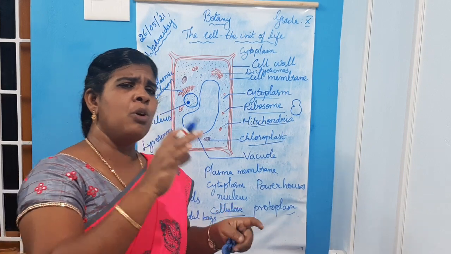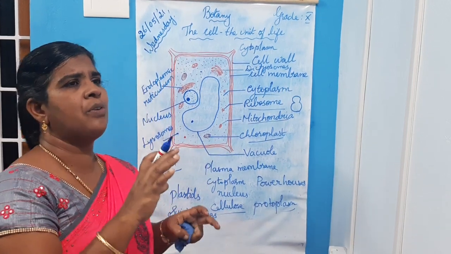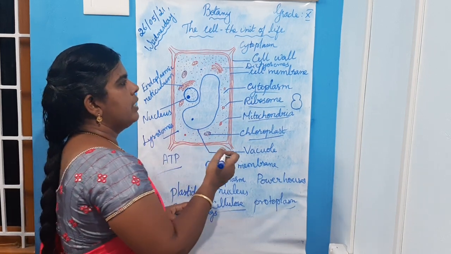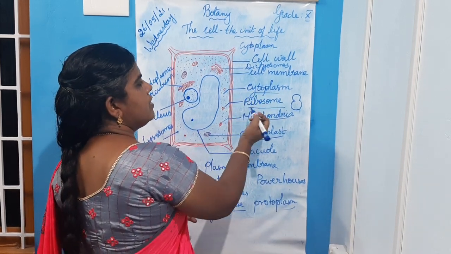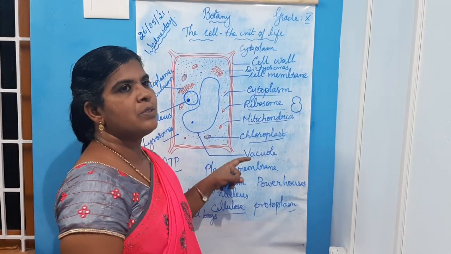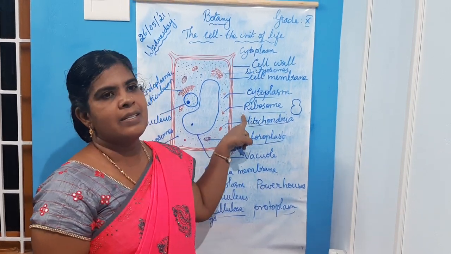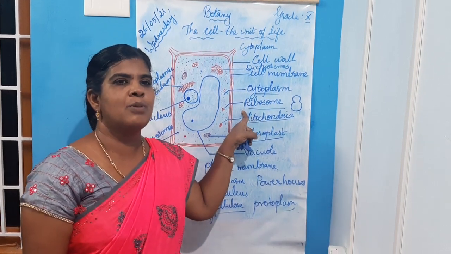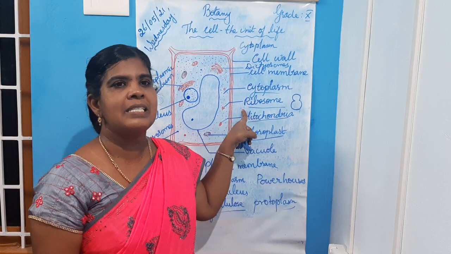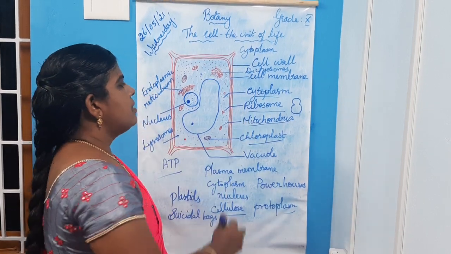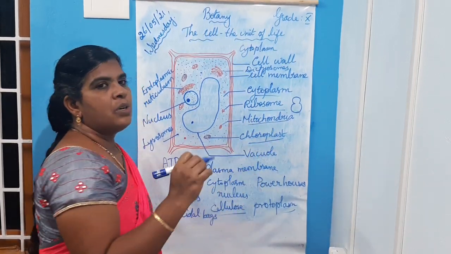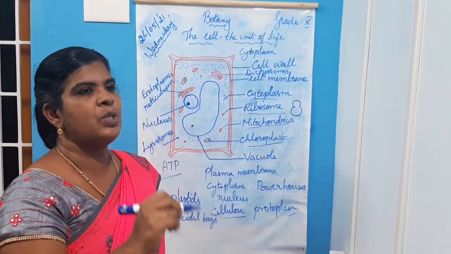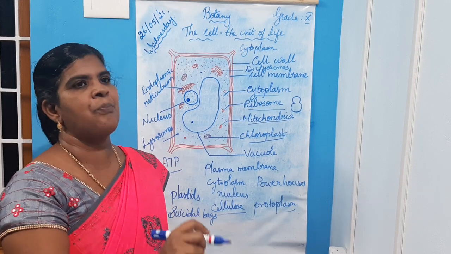Now you all know the function of each and every organelle. You must know the function of each and every organelle. What about the ribosome? The function of ribosome is the site of protein synthesis. So, ribosomes are the protein factories of the cell.